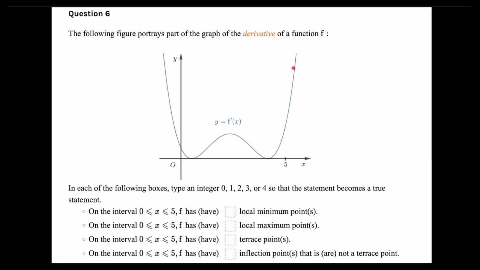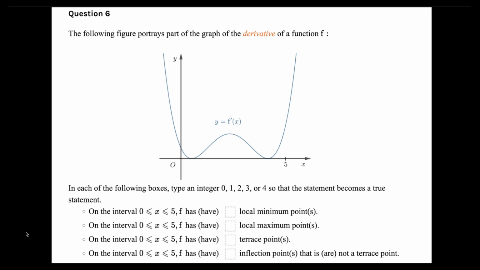And we had these problems during the lesson, if you haven't forgotten. So I want you to understand that in each of the following boxes, type an integer 0, 1, 2, 3, or 4, so that the statement becomes a true statement. You see on this interval from 0 to 5, f has local maximum point or points. How many? 0, 1, 2, 3, something like that. I want to type these numbers appropriately here.